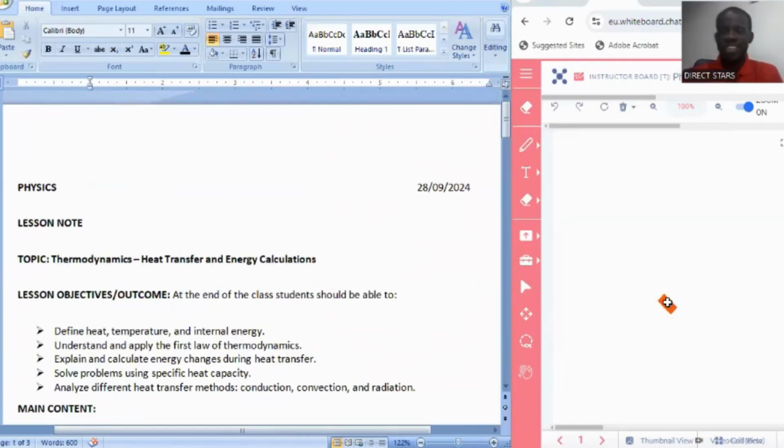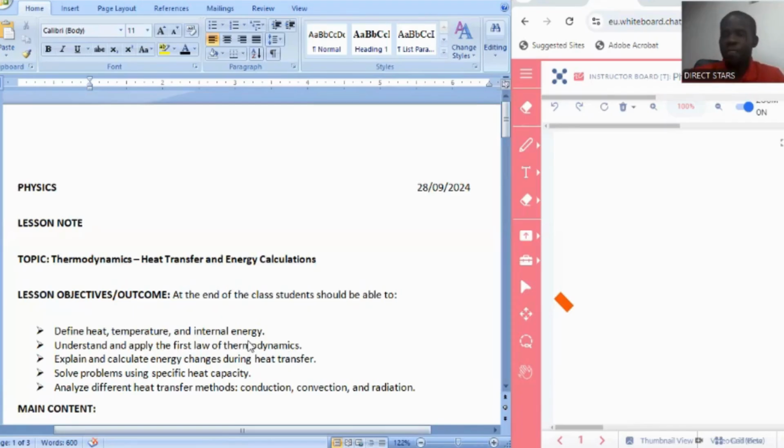It's going to be an interesting time as we start this. We'll continue from where we stopped last time on the concept of thermodynamics. And you see, we have some interesting lesson objectives today. The topic again is thermodynamics. We have seen the introduction to thermodynamics as an important concept in physics. Today we're looking at heat transfer and energy calculation.